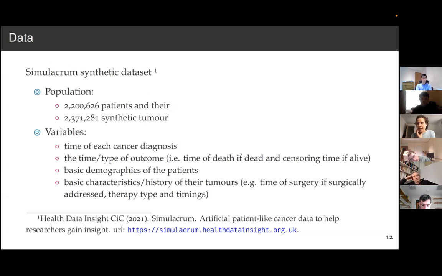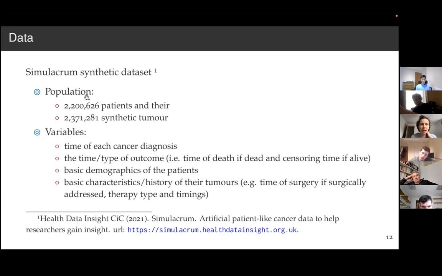So it's synthetic, so you don't have to go through all the fuss of having permission to use identifiable and sensitive data, but it is still quite big and quite realistic. It was made intentionally for people to test their code before asking for the permissions to access the real thing.